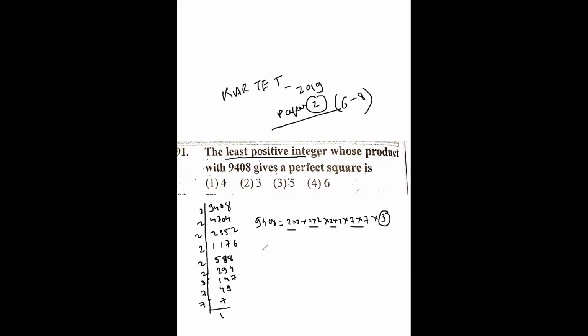So we need to multiply 9408 into 3 to make it a perfect square number. So the least positive integer whose product with 9408 gives a perfect square, option 2 is the right option. The number which is unpaired is the least positive integer which should be multiplied.